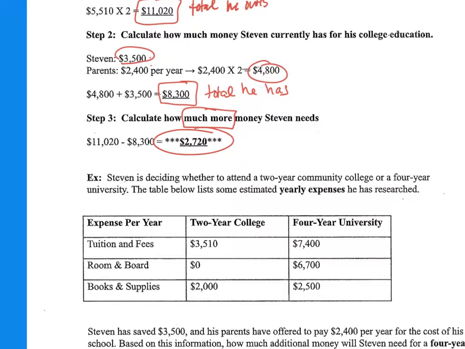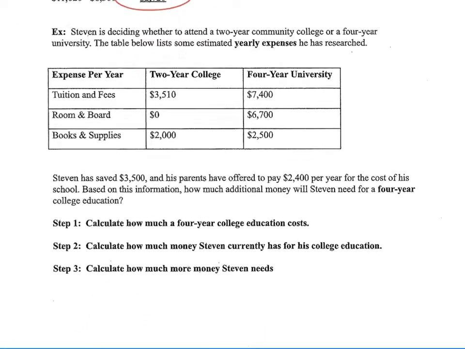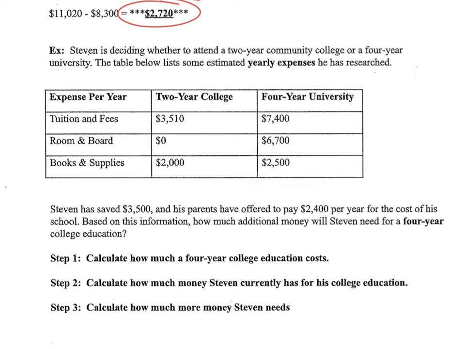Okay, so let's look at one that's not all the way worked out, but at least that's there so you can see it. So the next one, Stephen is deciding, same thing, 2-year college or a 4-year university. The table below lists some estimated yearly expenses. He has saved, again, $3,500. His parents are offering to pay $2,400 per year. Based on the information, how much additional money will he need for a 4-year college education?